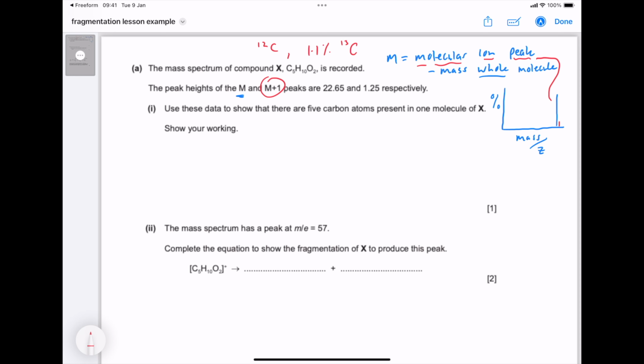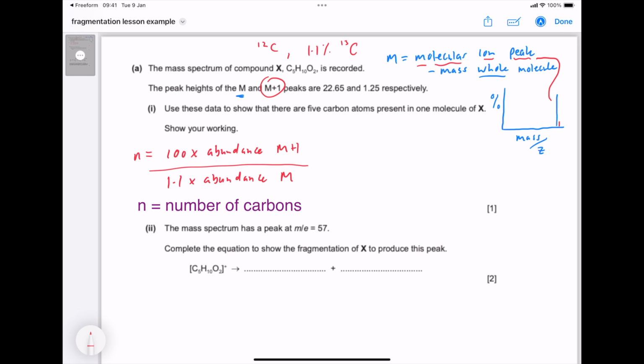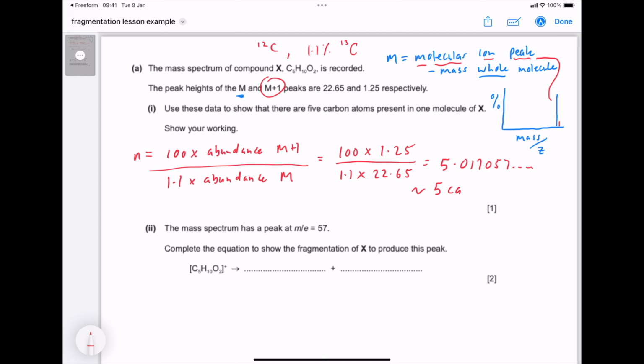So we can use that information, using this simple equation I'm about to write down, to work out or prove a certain number of carbon atoms in the molecule. So what is the formula? Make sure you've got your calculator to hand, put those numbers in, and this is what it gives me. So we can see roughly, to one significant figure, it would be 5 carbons.